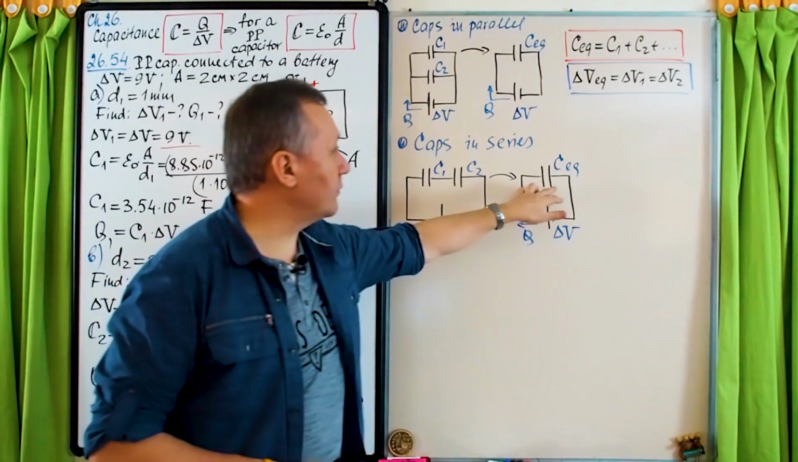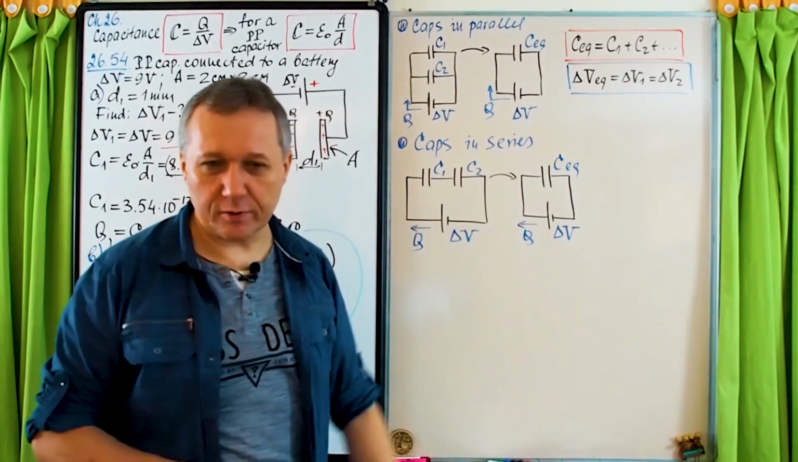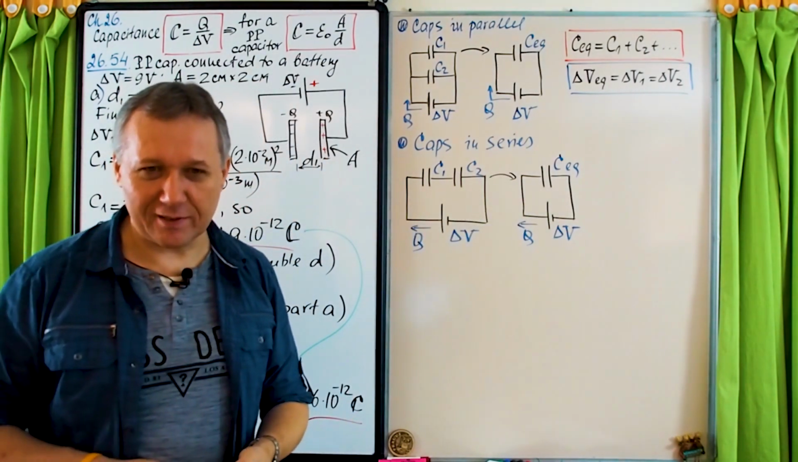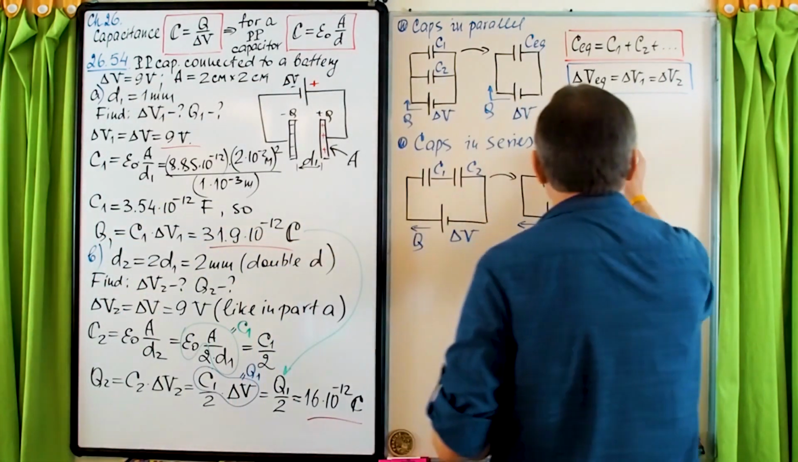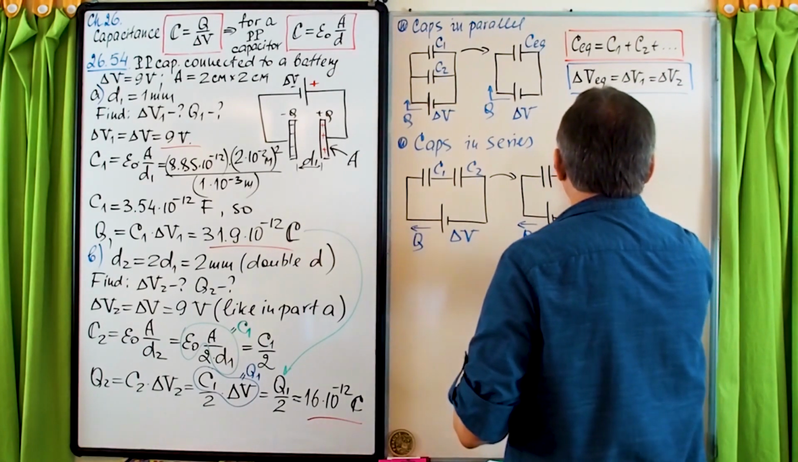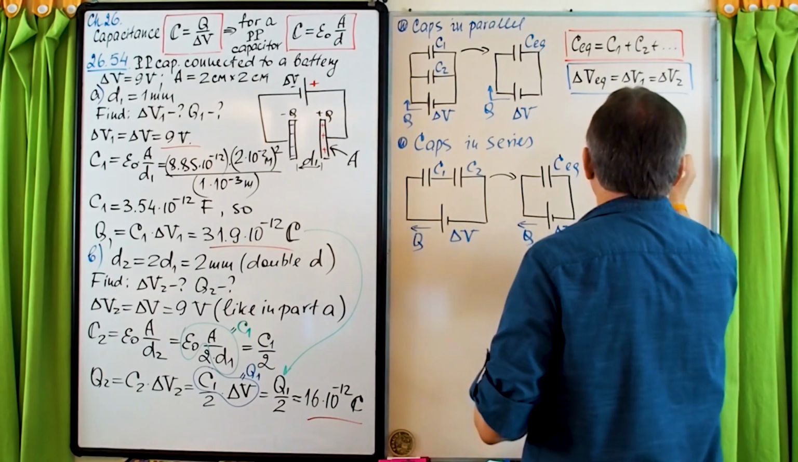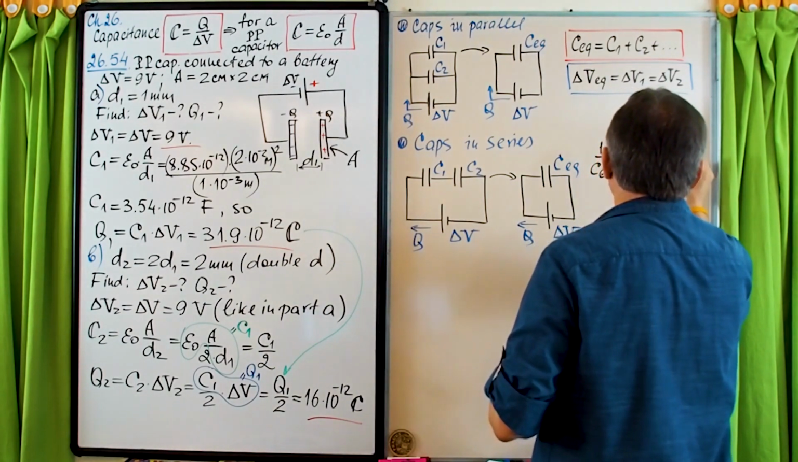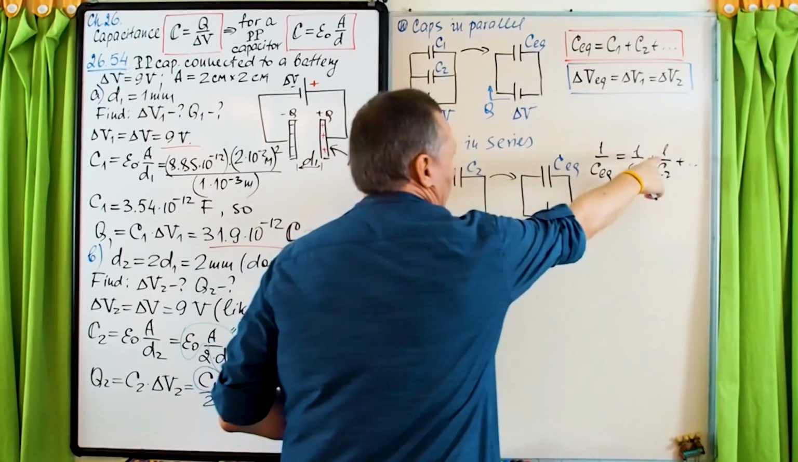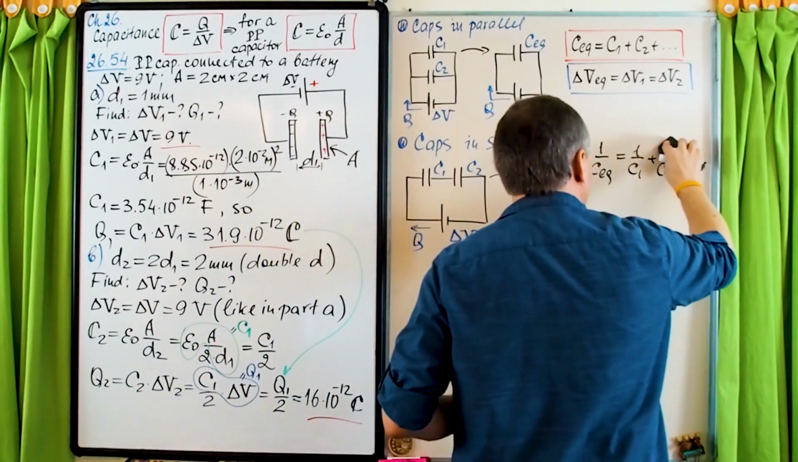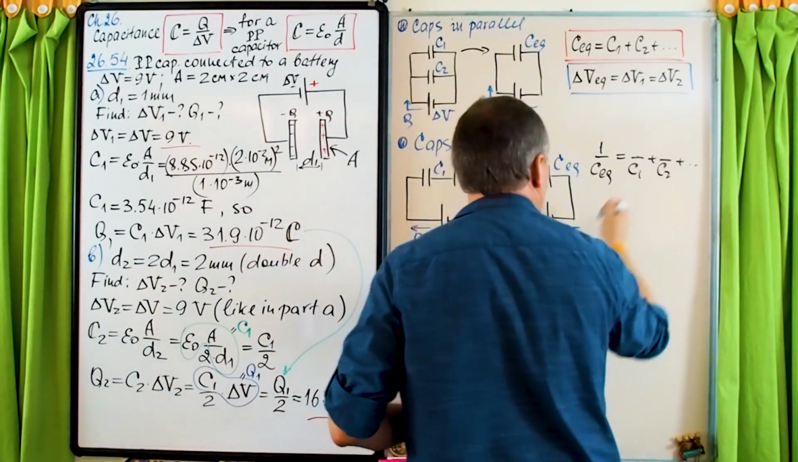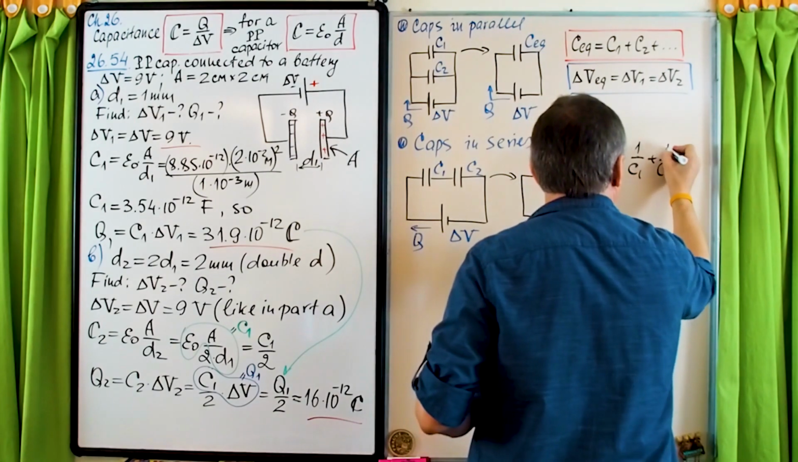First, how can we find C equivalent? We need to deal with reciprocals. Usually my least favorite. I don't like dealing with reciprocals. So 1 over C equivalent equals 1 over C1 plus 1 over C2 plus and so on. These are ones. Okay, let me write it better because some students get confused. They think it's an L. 1, 1.